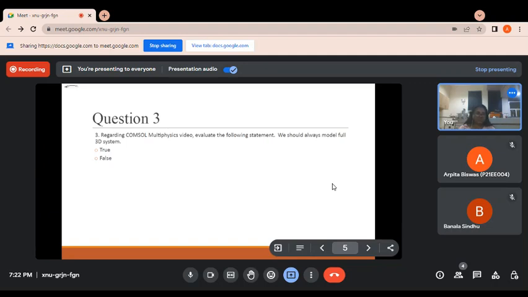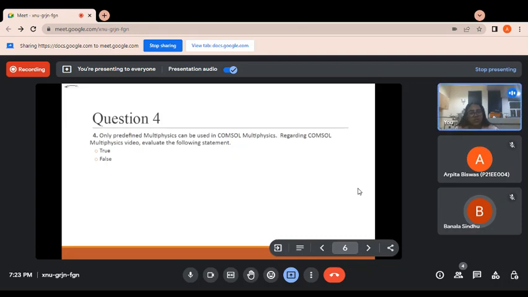Try to guess the answer. Ma'am, true. No, actually this is false, because whenever we go for any software for simulation purpose, in that case we can model 1D, one-dimensional devices, 2-dimensional, as well as 3-dimensional systems. So the right answer is false. Have you got the answer? Yes, ma'am. Okay.